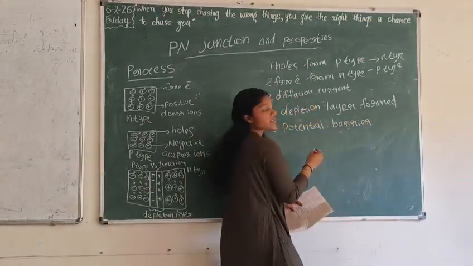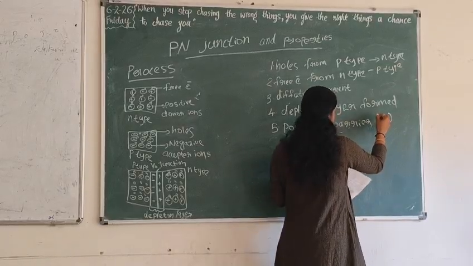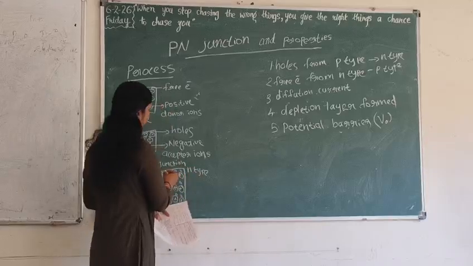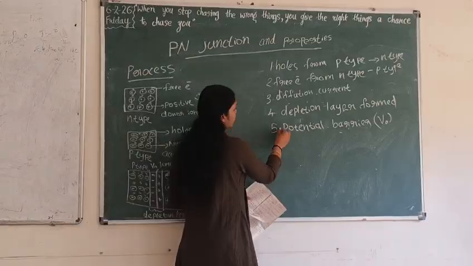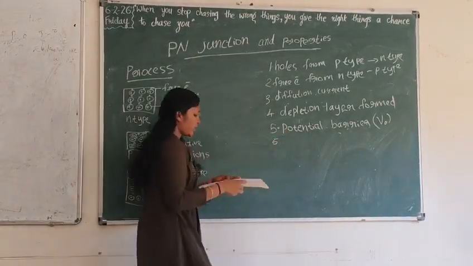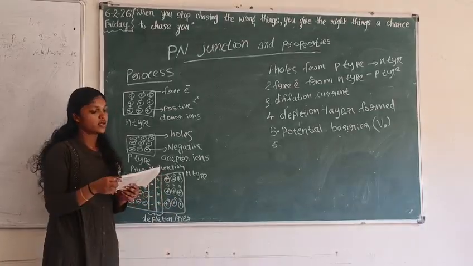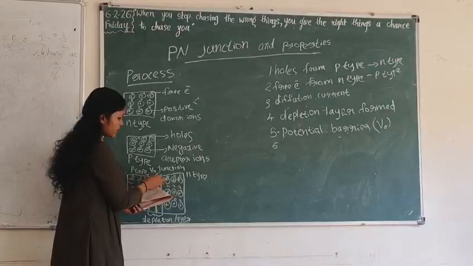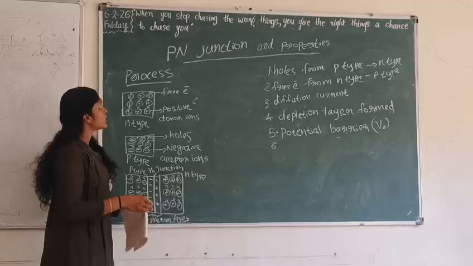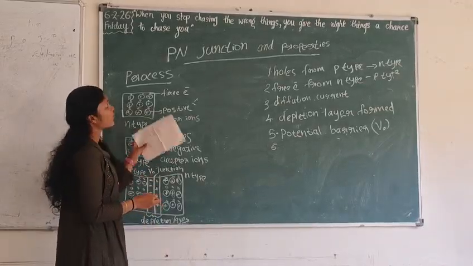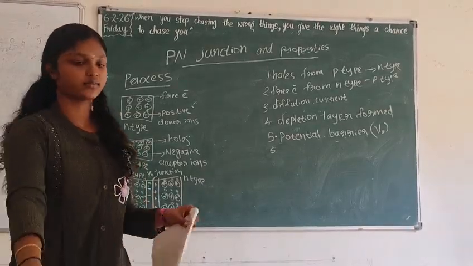This potential barrier is represented by V0. The uncovered fixed ions create a potential barrier across this junction. And the sixth one is that this potential difference opposes the diffusion of the majority carriers across the junction until the process is completely stopped. So these are the processes involved in the formation of the PN junction. Now we are going to discuss the properties of the PN junction.